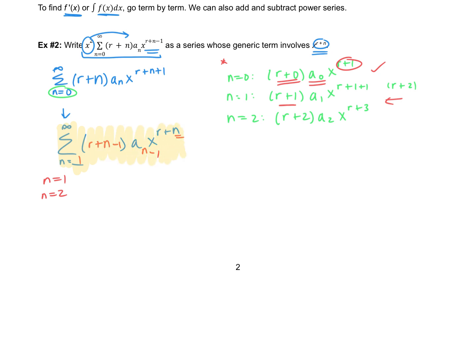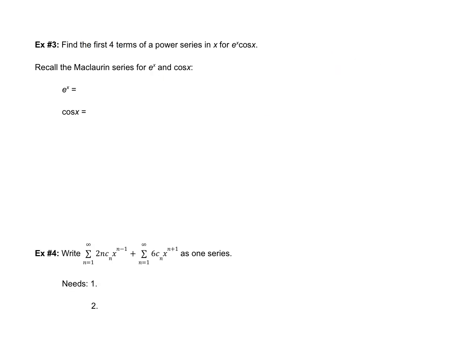Okay, let's look at a few other examples. On the next page, it says, find the first 4 terms of the power series in x for e to the x cosine x. So of course we're going to have to remember the Maclaurin series for these two. So e to the x is 1, add x squared over 2 factorial, add x to the 3rd over 3 factorial, so on and so forth. So that's going to be the series from n equals 0 to infinity of x to the n over n factorial.